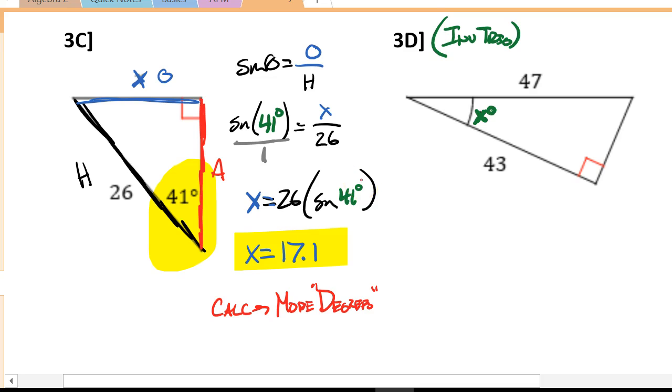The other angle measure in the calculator is radians. You don't know what that is yet. It'll mess you up if you plug it in. You'll get a weird answer. Make sure your mode's in degrees.